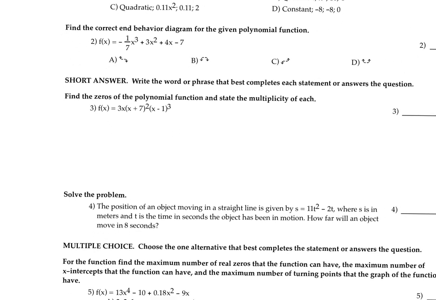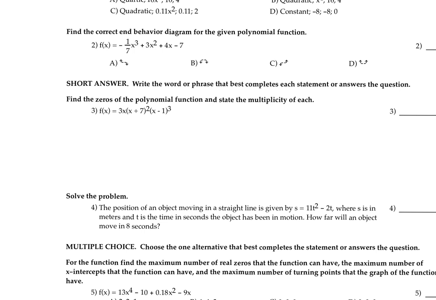A few people asked me about number 3 yesterday. Just make sure you set all 3 of these equal to 0, as long as it has an x on it. If this was just a 3 out here in front, we wouldn't need to set it equal to 0. You can't really set 3 equal to 0. But as long as it has an x on it, we can set it equal to 0. So essentially this would be my GCF. And then these are 2 separate factors, and my exponent is also the multiplicity. So make sure you identify the multiplicity as well. Find the zeros, state the multiplicity.